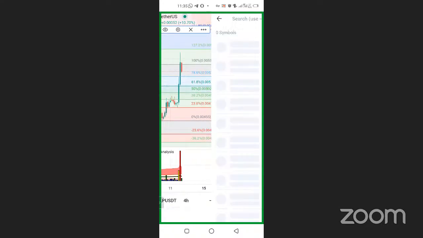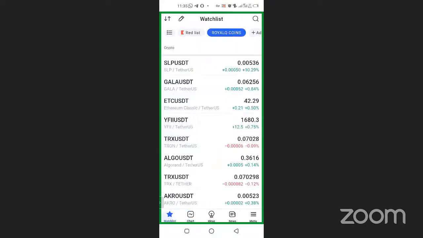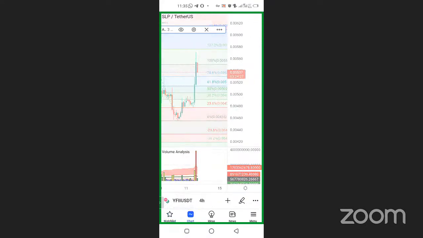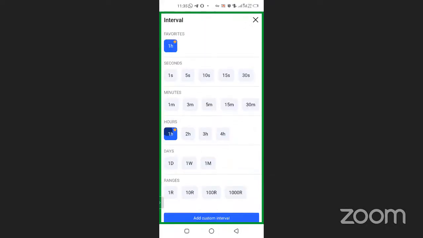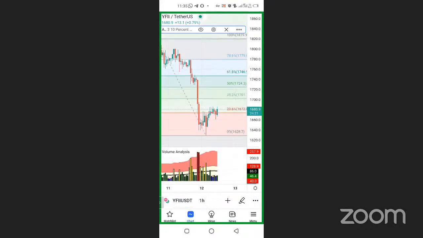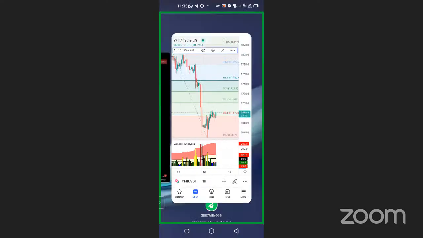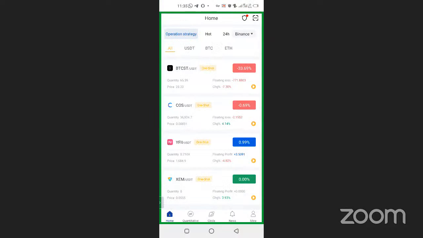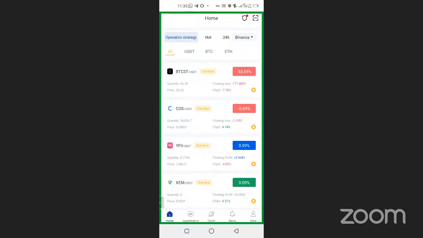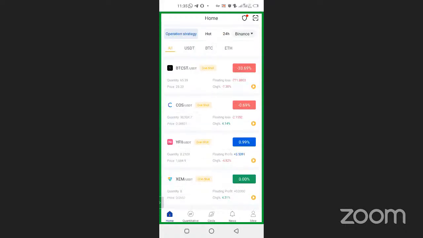Once you find a trade, for example, look at this trade. I want to show you an example. Let me look at YFI. This is YFI. I picked up this trade in the 1 hour time frame. Let me show you. Let me go to my trades. This is YFI. I hope you see. I picked the trade at the bottom. It's still in negative, but I made $3 in profit. I picked it at the bottom.